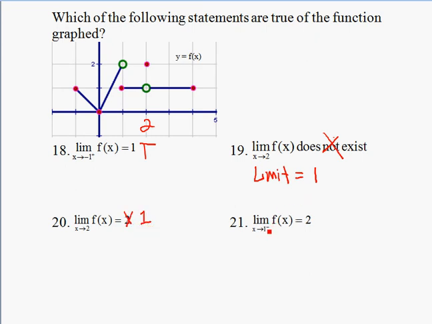X approaches 1 from the left hand side is equal to 2, so x approaches 1 from the left hand side, so that would be on this side. The limit value is 2, so therefore this is true.